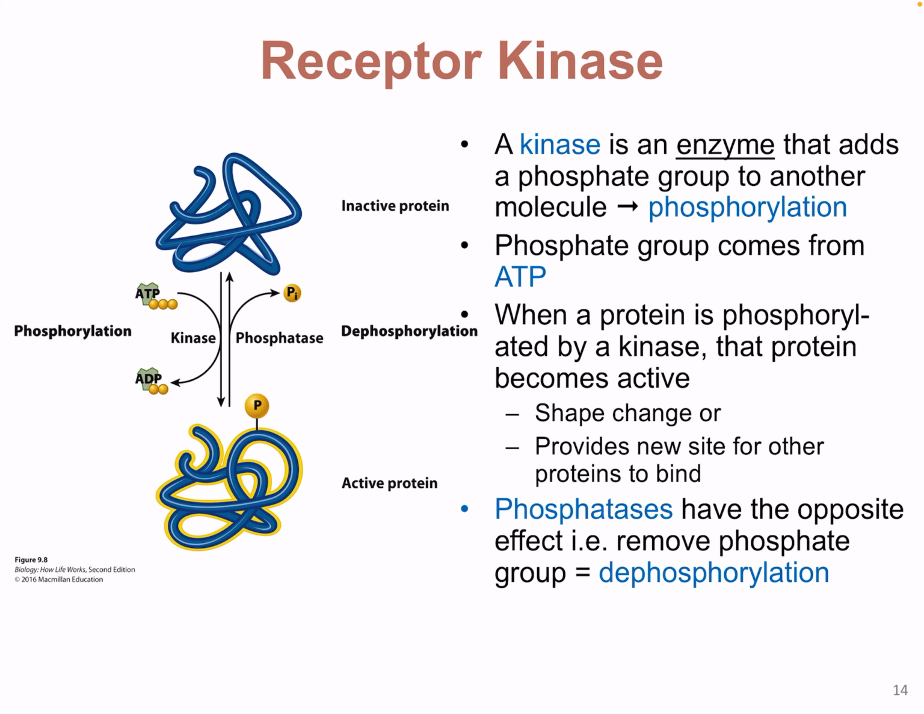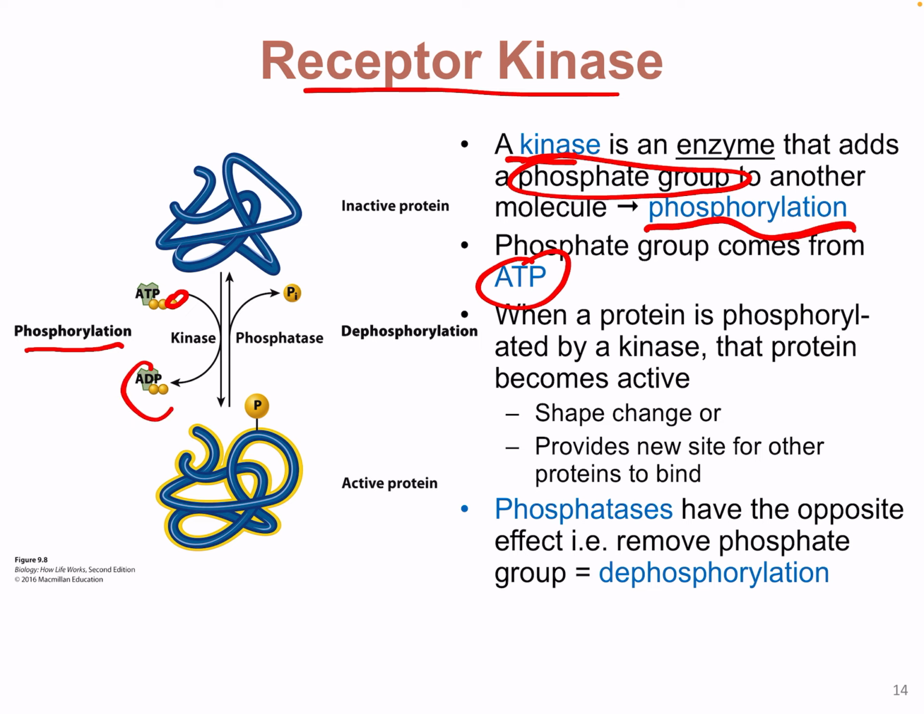So receptor kinases. A kinase is an enzyme that adds a phosphate group to another molecule, i.e. causing phosphorylation. Phosphate groups come from ATP. So as we see, a phosphate is being removed from ATP in this reaction where phosphorylation occurs, and the resultant is ADP, where phosphates are now attached. And a phosphatase is the opposite, where it removes the phosphate and releases an inorganic phosphate, and this creates an inactive form. This is called dephosphorylation.